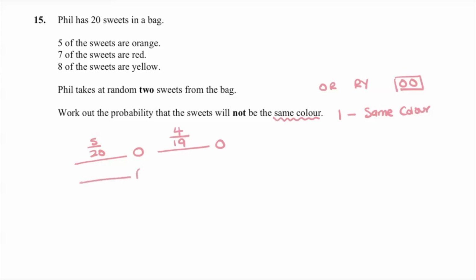So for red, I've got a 7 out of 20. And for the second pick, 6 out of 19. And for the yellow, 8 out of 20, and then 7 out of 19 for the second pick. So that gets me all the fractions that are involved. Now, remember, in a tree diagram, we multiply across. So to get the probabilities of each of these outcomes, I'm going to multiply the fractions together.